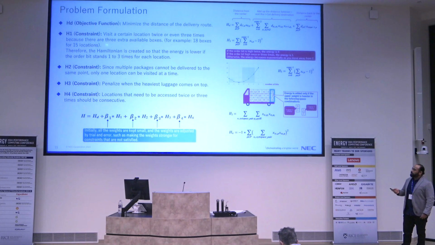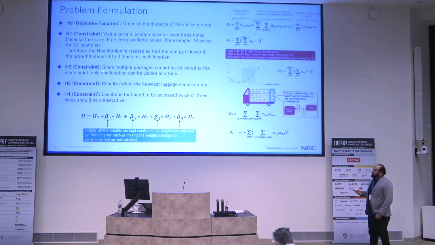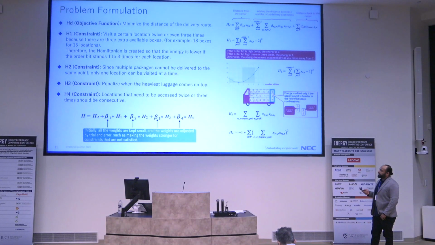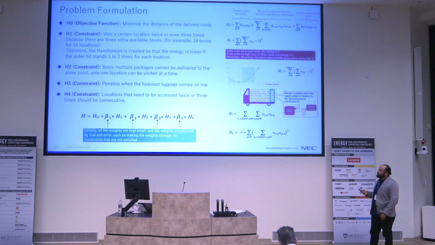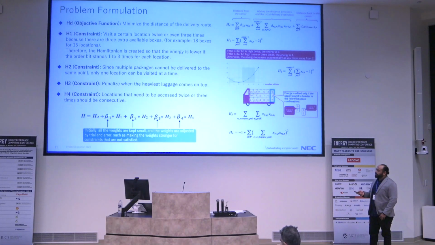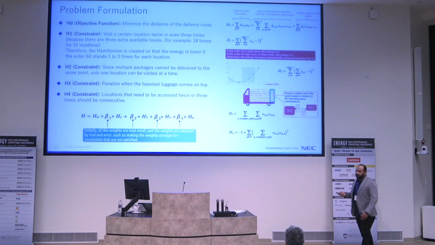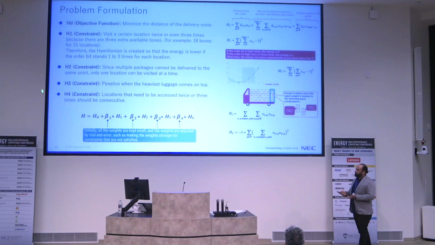Then each Hamiltonian is a constraint. You can say visit a certain location, which could be twice because there are 18 packages and 15 locations. Another constraint is that multiple packages cannot be delivered to the same point. The third constraint is to penalize when the heaviest luggage comes on top. The final Hamiltonian is created by adding these quadratic equations. All you need to do is know your basic math so that you can convert what you need in terms of a quadratic equation, and that is all. This is the final Hamiltonian that needs to be fed. So it's fairly simple.